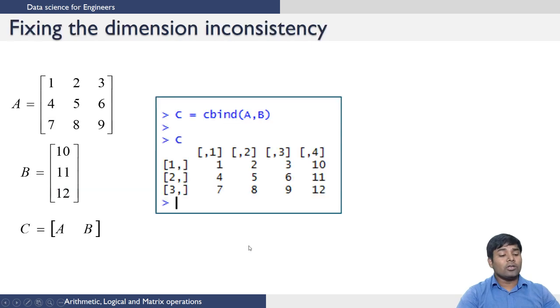Now, if you want to resolve this dimension inconsistency, you have to transpose this B and then have this as 3x1, and now A is 3x3. Now you can easily do the cbind operation by using cbind command, cbind of A comma B, and assign it to C. Now you can see that the cbind happened and the B is concatenated to the matrix A.